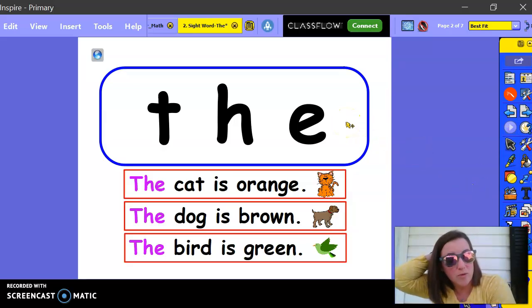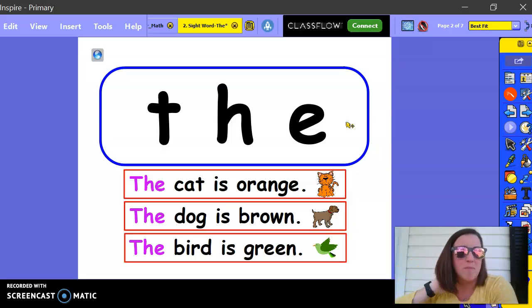And if you look one more time and you look at the picture, you can tell maybe what it's going to be. So we're going to look at what the animal is and what color the animal is. So let's read. The cat is orange. The dog is brown. The bird is green. Very good. All right, let's watch our video.